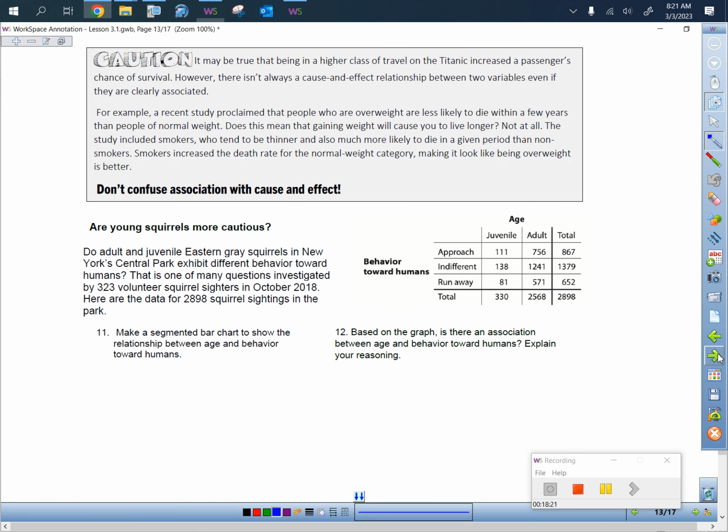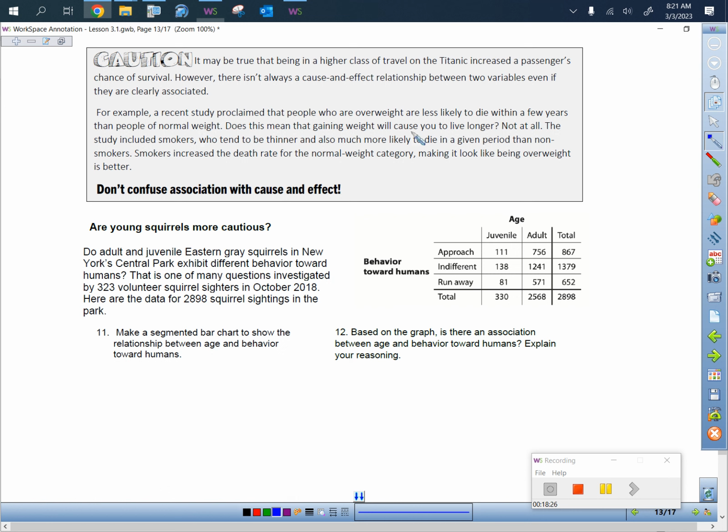It's a weird one. Let me talk about causation versus this. So here's a caution that we've got to do throughout the chapter. It may be true that a high-class travel person on the Titanic increased the passenger's chance of survival. There isn't a cause and effect relationship between those, though. Here's a different example. A recent study proclaimed that people who are overweight are less likely to die within a few years than people who have normal weight.